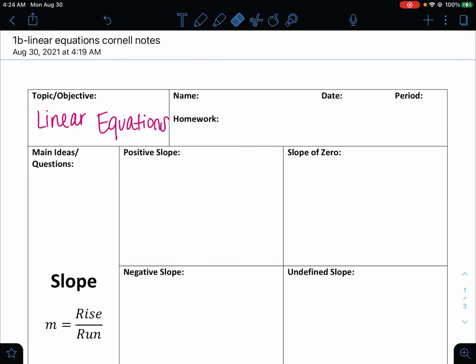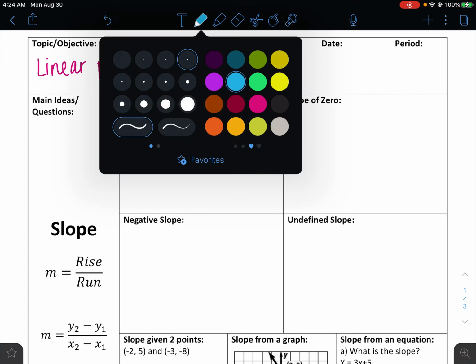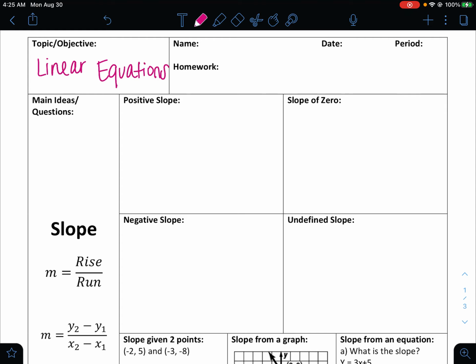Linear equations notes. Let's jump right in with slope. So the first thing you need to know about linear equations is how to find the slope. Positive slope is just going up from the left to the right, and that will look like a positive number over another positive number or a negative number over another negative number when you use a fraction.